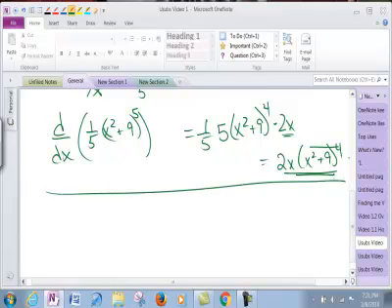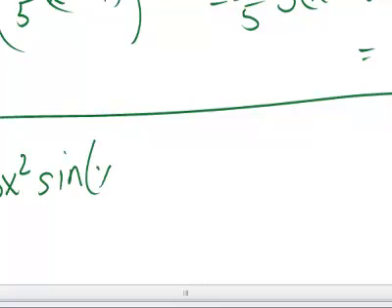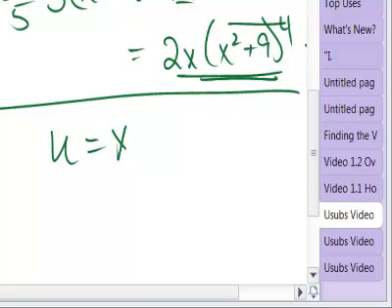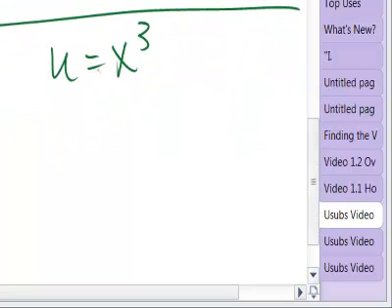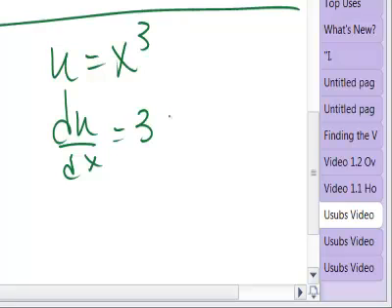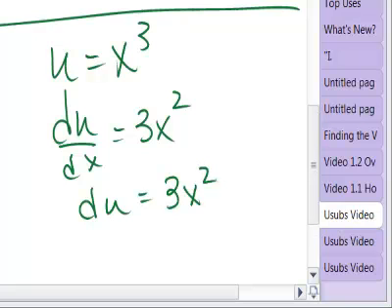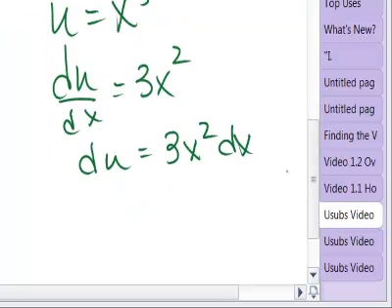What about if the u happens to be the argument of a trig function? So let's try 3x squared times the sine of x cubed dx. So we're going to pick u to be x cubed. That means du dx is equal to 3x squared. We move the dx over and we get 3x squared dx for our du.